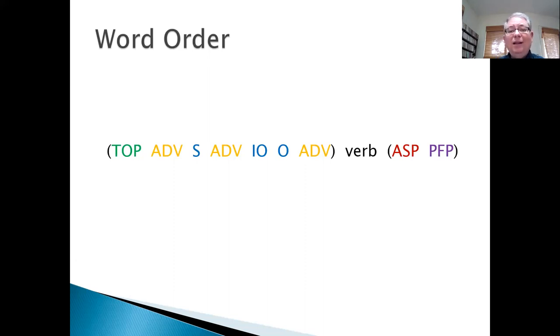Notice also that all of these elements before the verb can be optional. So once again, very common in Khatso to have clauses that consist of only a verb, or maybe a verb in one sort of aspect or phrase final marker.